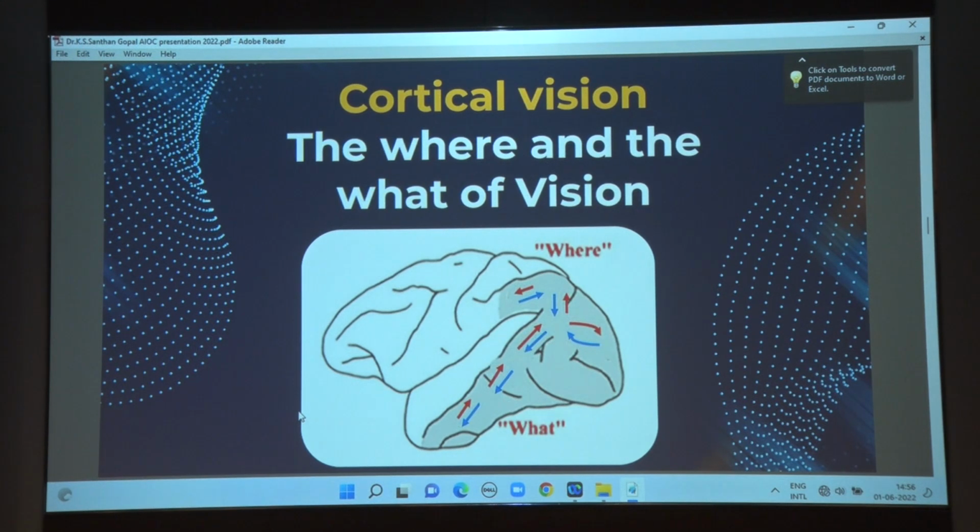Now, they have a different function. The parvocellular cells assess what is called the what of vision, and the magnocellular cells assess the where of vision. If the what and where of vision are not properly controlled, then you will become like Ajit Agarkar. The first time he saw the ball, but he didn't know what it was. He knew the position of the ball, but he didn't know it was a ball. So he got out for zero.